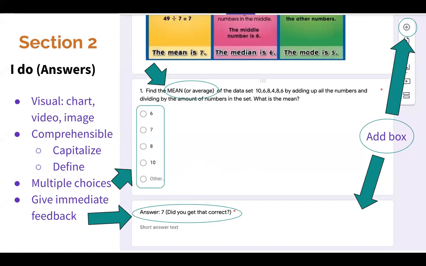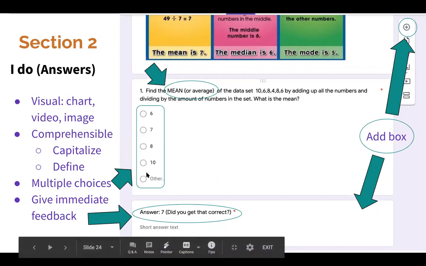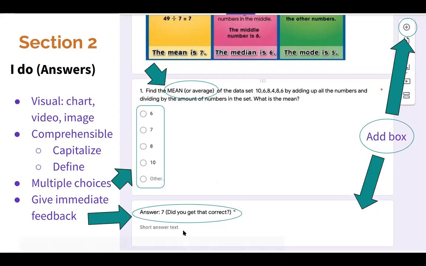So to remove the ambiguity, just put choices like this. I would give them immediate feedback, especially in the I do section, because you're not there to teach them. Write in the answer, like the answer is 7. So did you get that correct? Have them write it in, saying, okay, that's the answer, and you know that they got it correct.